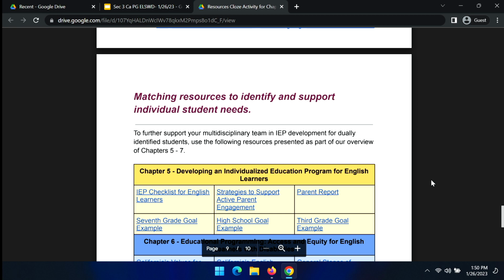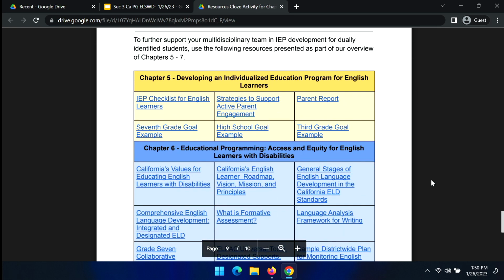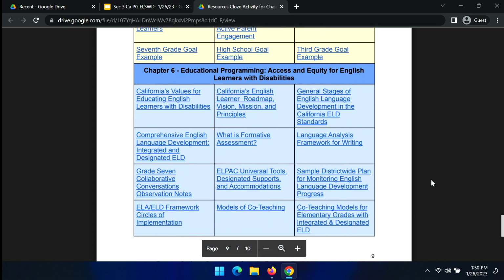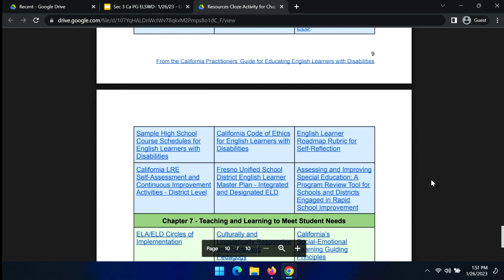So to further support your MDT teams in the IEP development for dually identified students, we took chapters 5, 6, and 7 and put all of the resources that might be supportive in engaging you in linguistically appropriate goals and objectives, developing an IEP that meets the needs of all English learners, educational programming with a focus on access and equity, as well as Chapter 7, Teaching and Learning to Meet Student Needs. So every single one of the resources that we shared with you have been included here. It is a hyperdoc that has access to every single document that was selected.